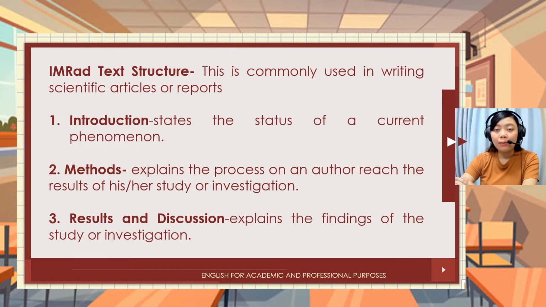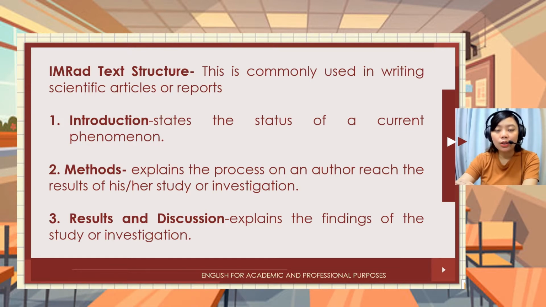Number 2, we have the methods. Explain the process on how the author reached the results of his or her study or investigation. You have to elaborate the processes that you went through, that you did, and explain what you did in those processes for the methods.